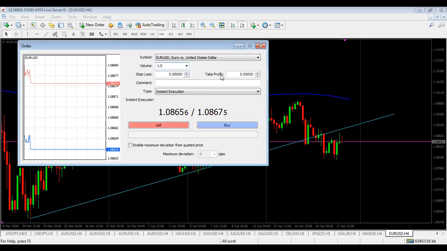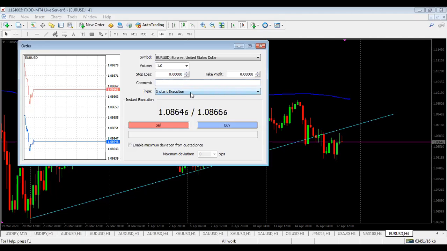Stop loss and take profit, I can put it after I open the trade, no problem. Or I can put it here. I see the level of the stop loss, I put it here, and the level of take profit, I put it here. So I have two ways to put the stop loss and the take profit. Here I write some comments, for example, any comments, whatever I need for the trade, if I need.